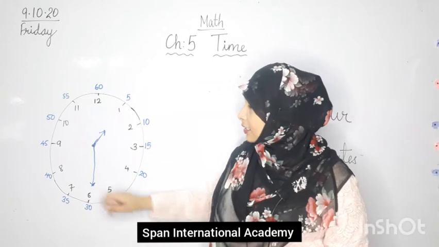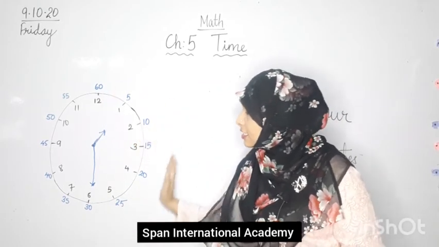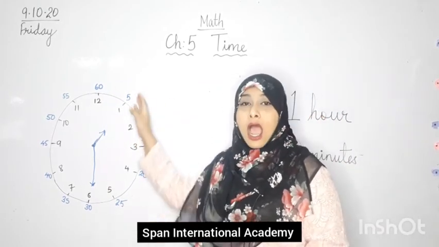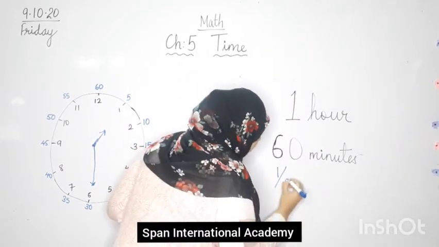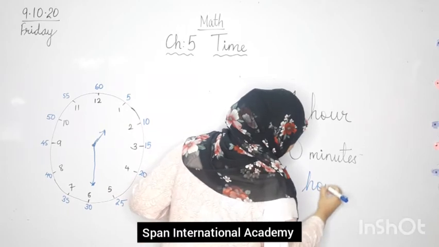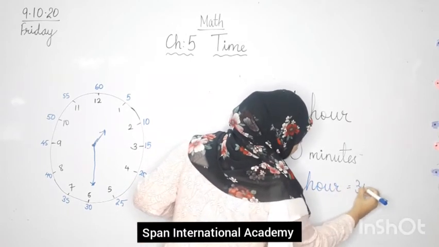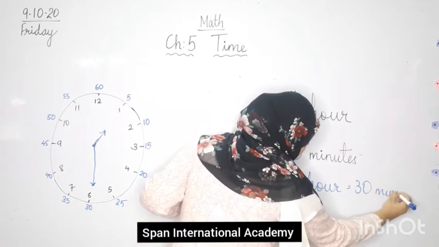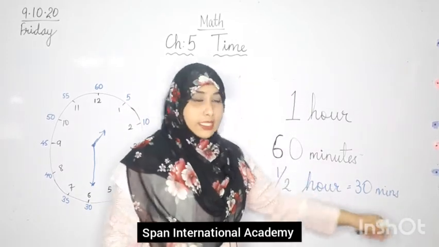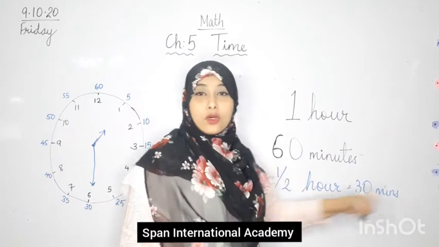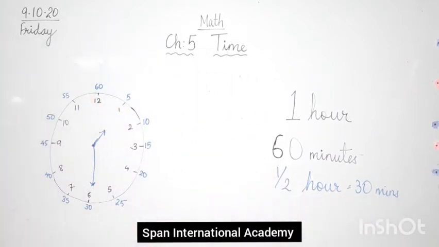1 hour 30 minutes. It means 30 minutes have passed. Half an hour has passed. So half hour is equal to 30 minutes. Okay? MINS is the short form for minutes. Half hour is equal to 30 minutes.